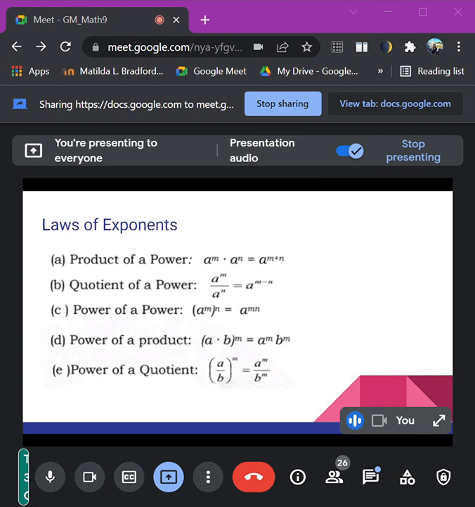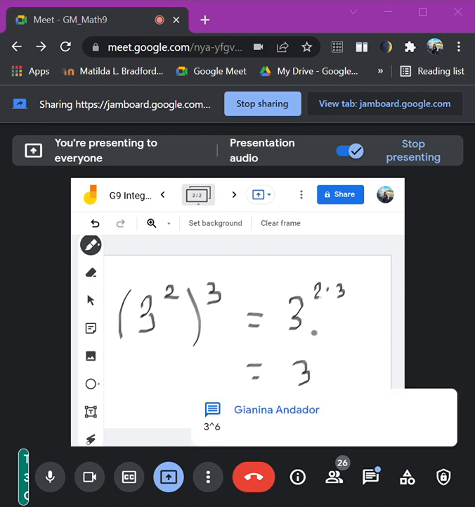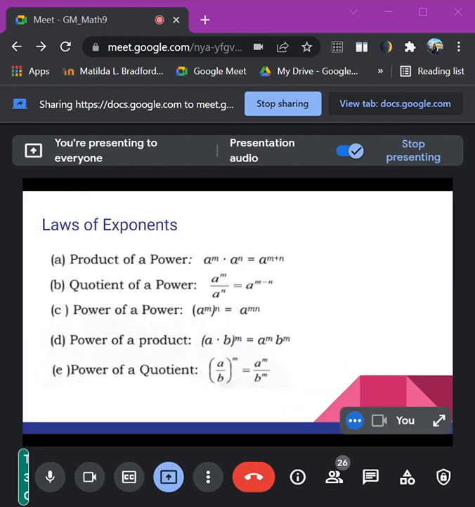Okay, so let me show you an example. You have there, for example, 3 raised to 2, and then raised again to 3. So, you multiply them. You have 3 as your base and then multiply 2 times 3. So you will have your answer as 3 raised to 6. Yes, very good. Okay, that is the third power, or the third law of exponents, power of a power. Are you following, any questions?